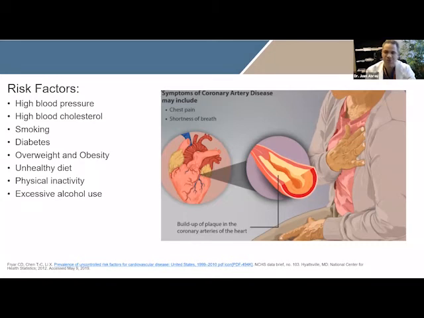And also some other subset of patients, for example, if you have a patient that has a history of radiation to the chest for whatever reason, in general most commonly cancer, the radiation can also damage your coronary artery. So those are other, less common factors for this.